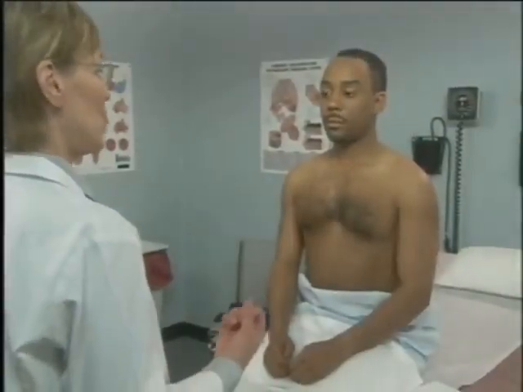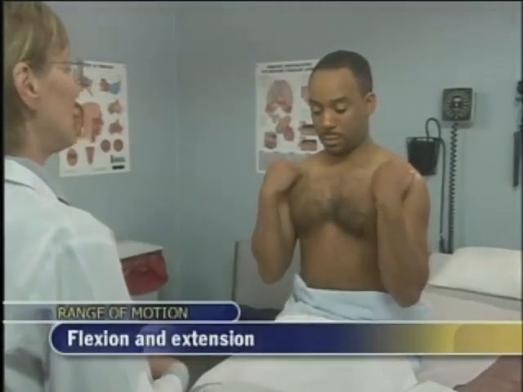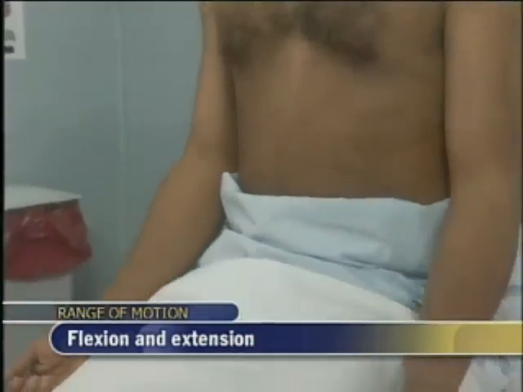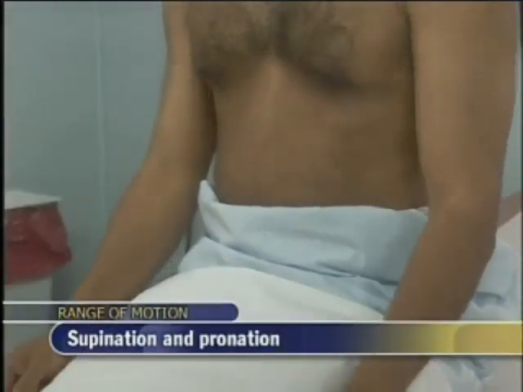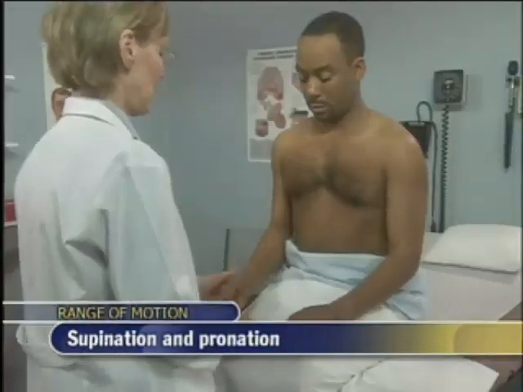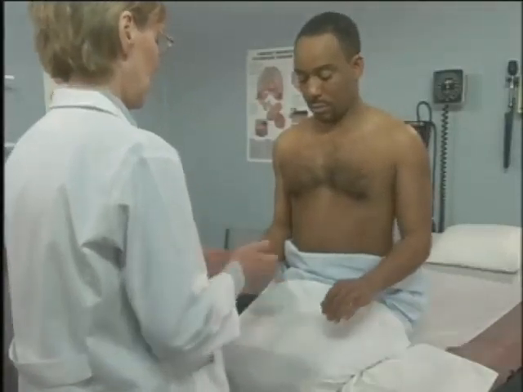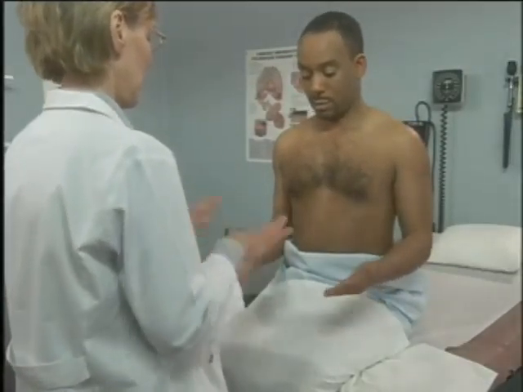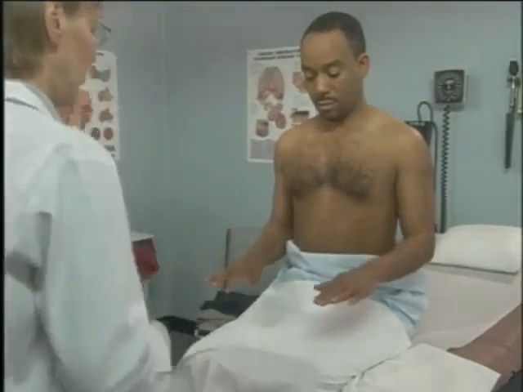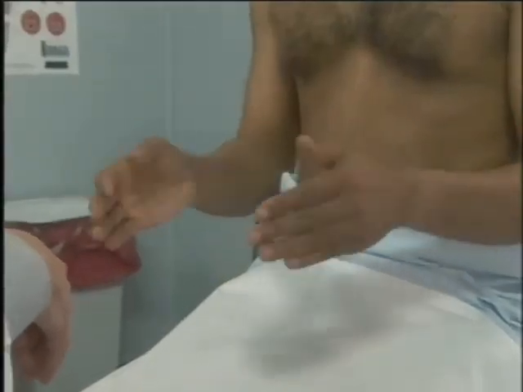Next, assess the range of motion of the patient's elbows. Bend your elbows. Bring your arms up. Good. To test flexion and extension, have the patient bend and then straighten his elbows. Very good. To check supination and pronation, ask the patient to flex his elbows at 90 degrees and turn his palms up and then down. And again. Very good.